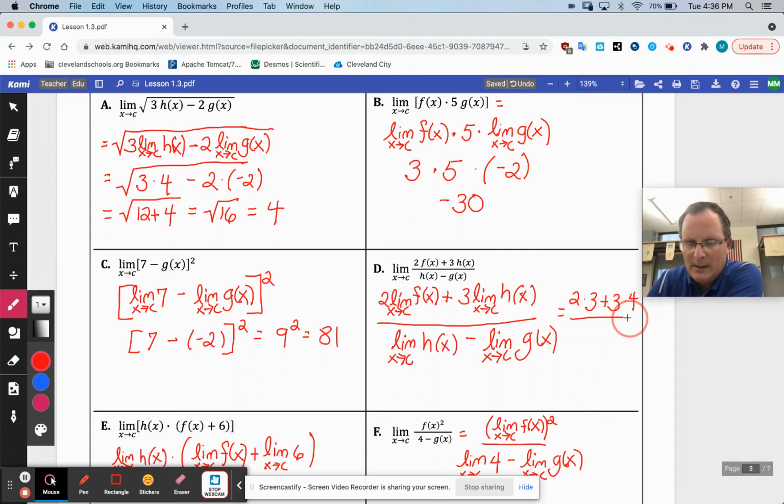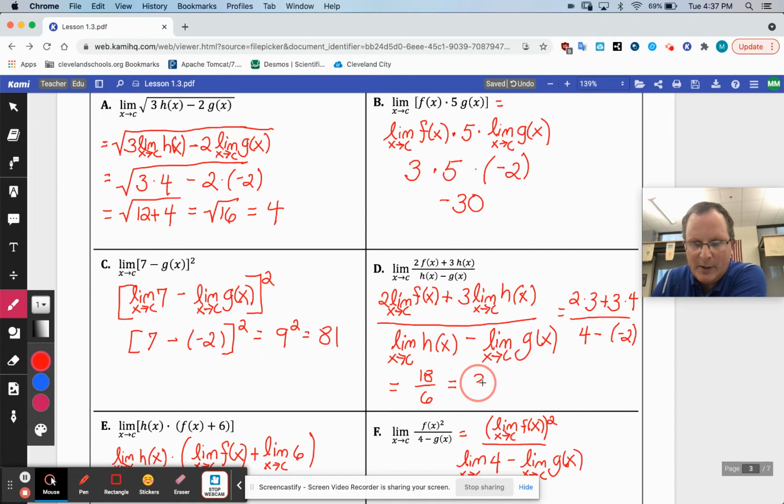And in the denominator, we had the h of x again as 4, that limit as x approaches c, minus, and the g was negative 2. So we got some work to do there, but we'll clean that up. So up top, I have a 6 and a 12. And in the denominator, I have a 6.